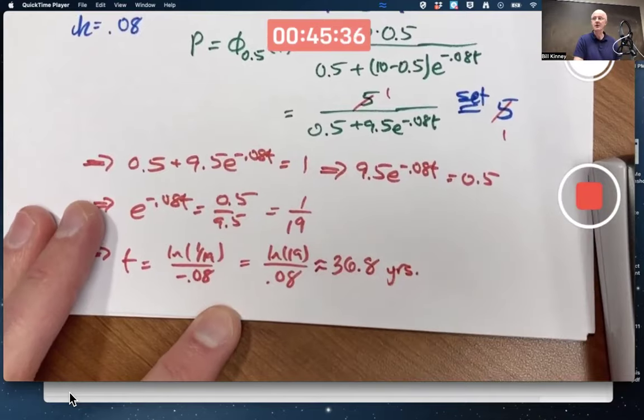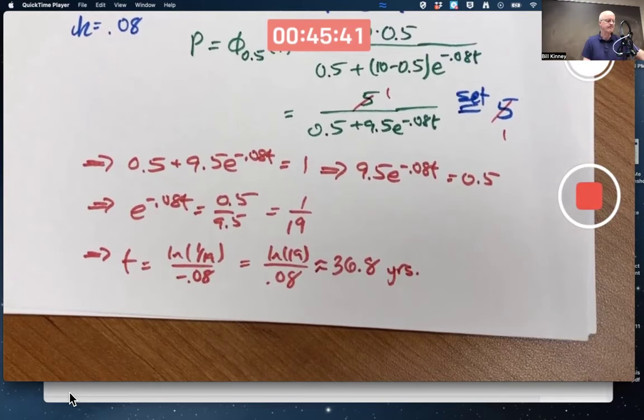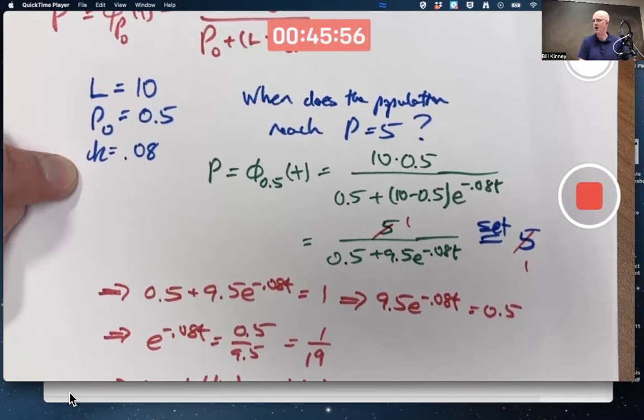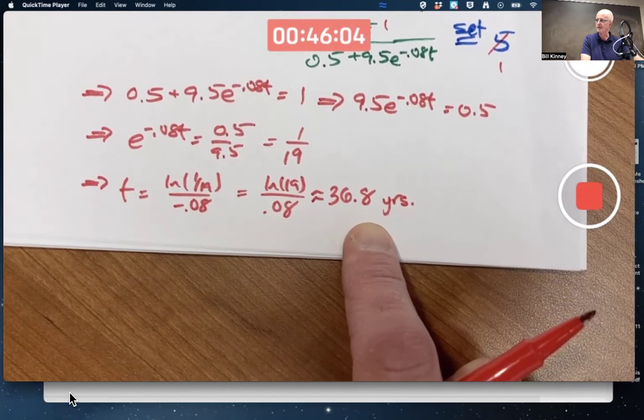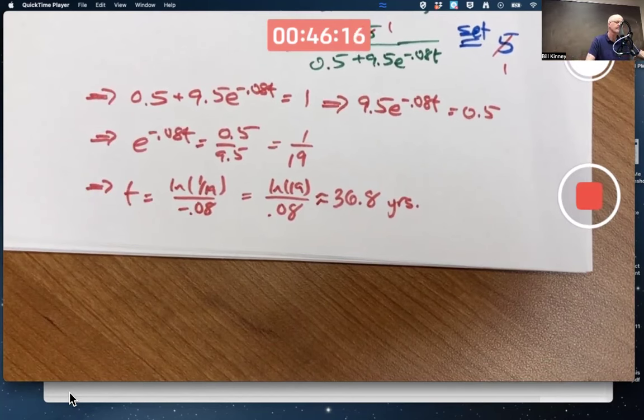That seems too long to wait for the robin population to grow from 500 to 5,000. What would make it grow faster? One thing would be a larger value of K. K does kind of represent the growth rate as a percentage, 8% in this case, when the population is small. If K were bigger, I'd be dividing by a bigger number there, and I get a smaller number there. It would grow faster when K is bigger. Okay, so you should be able to handle problems like this too. Can I clarify anything?